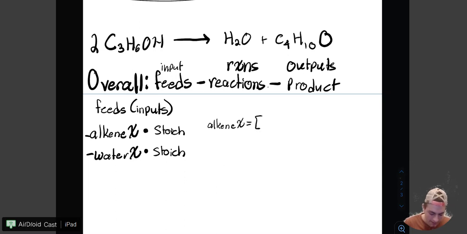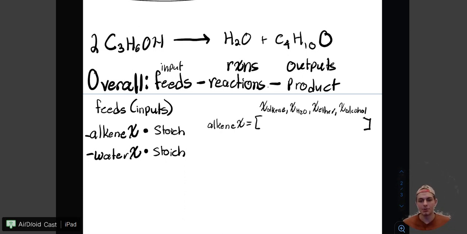If we make that an array, and we say maybe what's in the first place is the mole fraction of alkene, what's next would be the mole fraction of water, after that would be the mole fraction of ether, after that would be the mole fraction of alcohol. Then we are able to basically use all of our 4 variables, one for each component, right? And we are able to go ahead and multiply that by the stoichiometry of its reaction in order to see how much input we are inputting into this system.